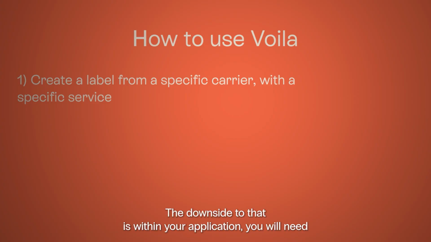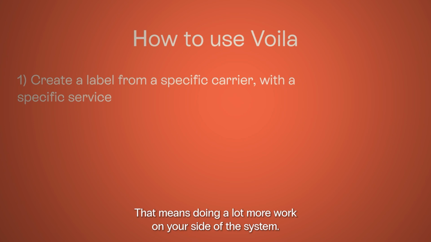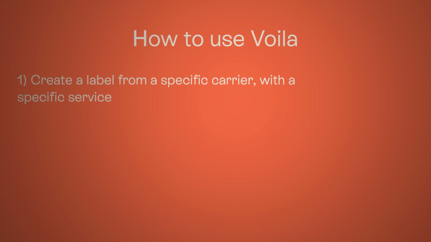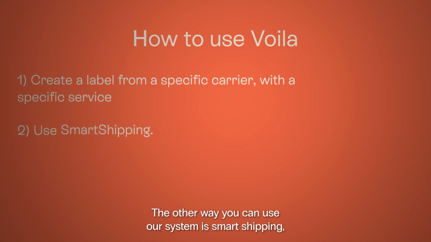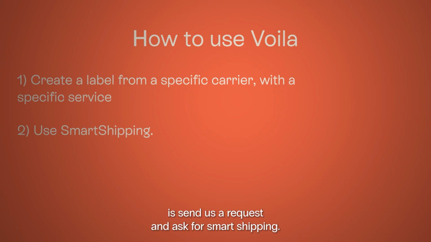The downside to that is within your application, you will need to set up rules and ideas around what you see as fit for a DPD next day. That means doing a lot more work on your side of the system. The other way you can use our system is Smart Shipping, which takes all of that logic into our system, and all you need to do is send us a request and ask for Smart Shipping.